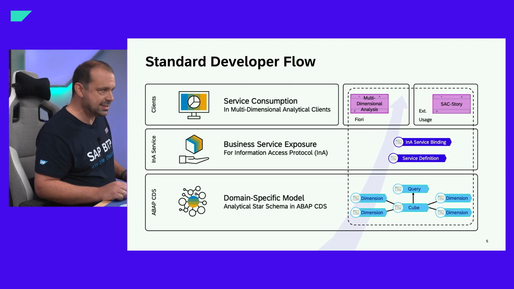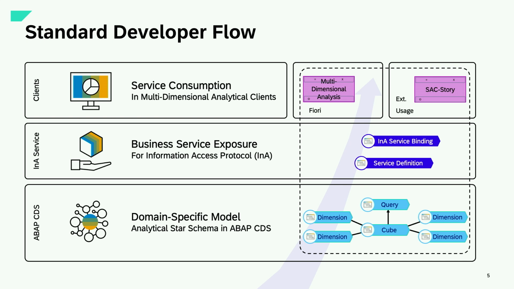Okay, then let's have a look at the developer flow. We will first have a look at the standard developer flow. This is the flow that you would have if you have an ABAP Cloud system on your own. The flow is basically the same as you would build a transactional application. You build a domain-specific model first. The model looks a little bit different than the transactional model. You see it's kind of a star here. This is why it's called the star schema.